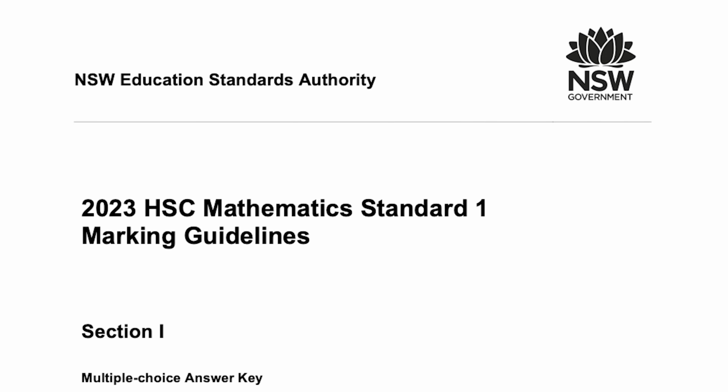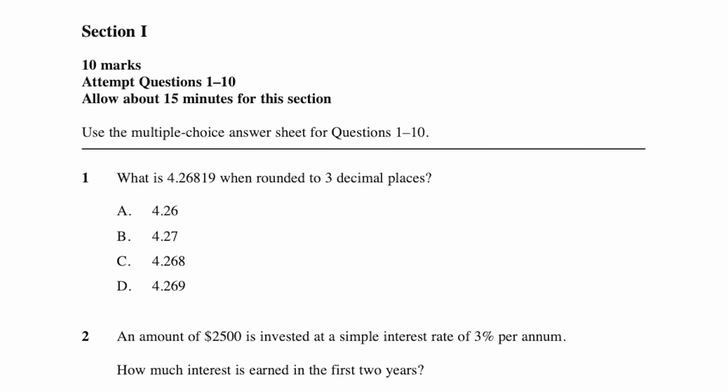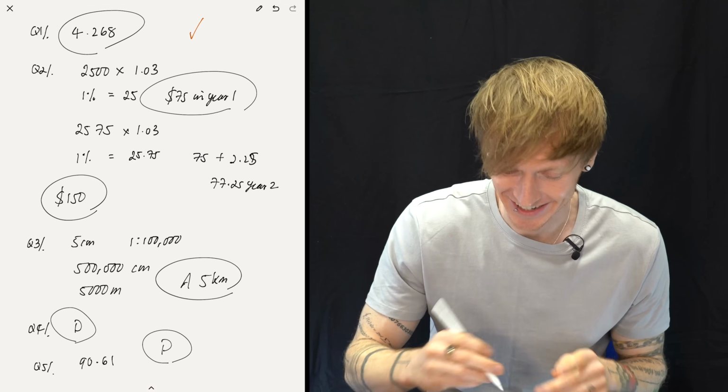Starting with section 1, which was the multiple choice questions, should hopefully be easy to mark. Question 1C. And I've written 4.268. Was that C? I'm going to have to look back at the paper, aren't I? Good start, Tom. C was 4.268. Okay, good. And I've done the same on question. I hope I haven't done this for all of them.